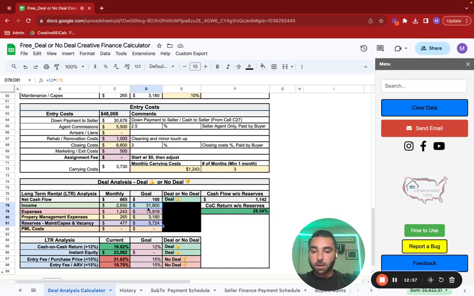These right here are just your totals of your income, expenses, property management, and reserves. These are your annual totals of those amounts. And then the other factors that you're looking for as a long-term rental is not just your cash flow. There's also the cash flow without reserves. So if you were not saving for property management expenses, or you were not saving for these reserves here.